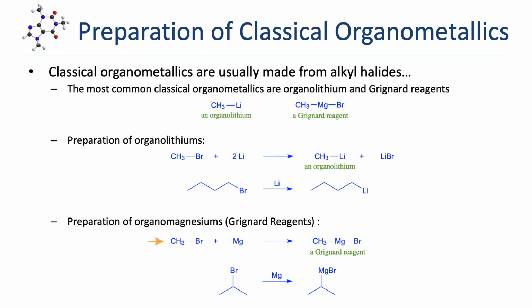Grignard reagents are prepared by treating an alkyl halide with 1 equivalent of magnesium metal. The second example is a more typical representation for the preparation of a Grignard reagent.